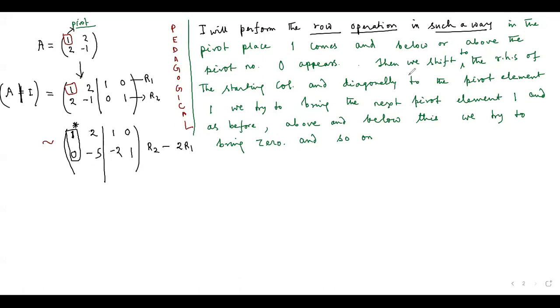My next part is to bring diagonally, means this one. I'm going to make this particular element to be 1. Okay, so this is the diagonal. This is my observation. I'm shifting my observation to the right hand side. So again, I'm choosing.